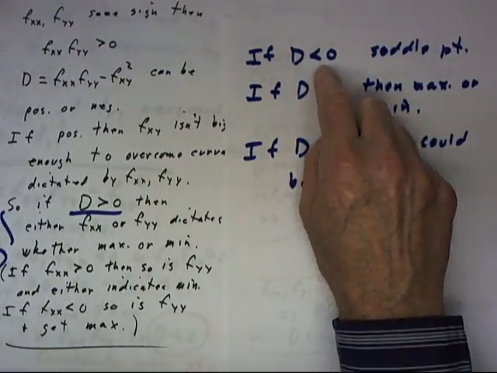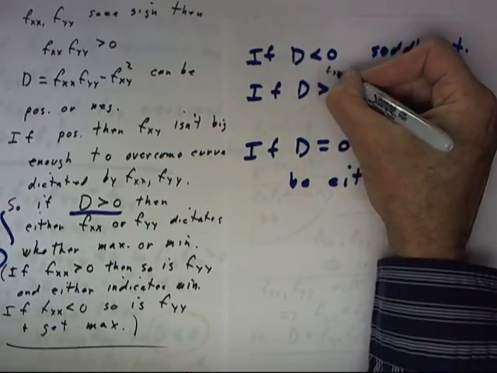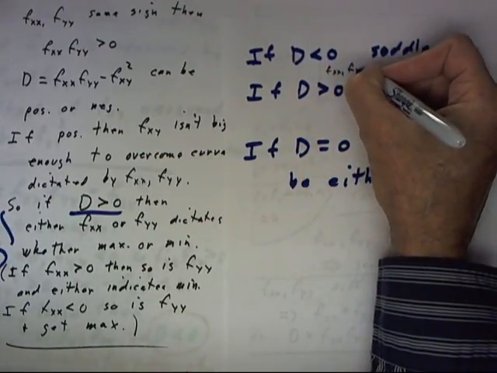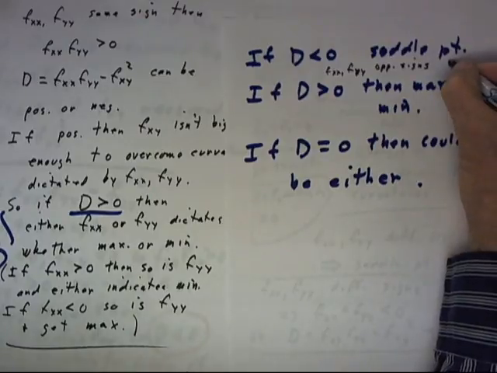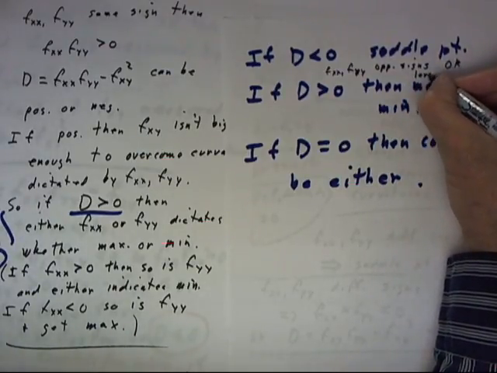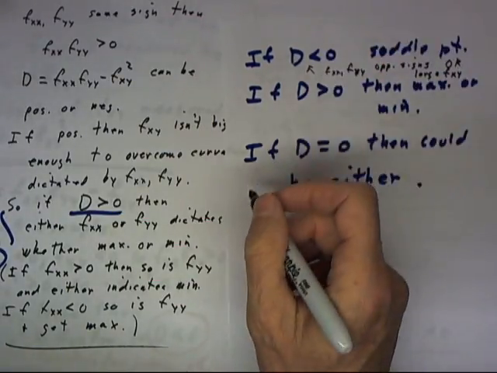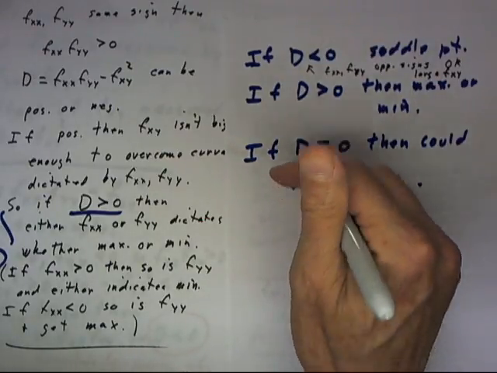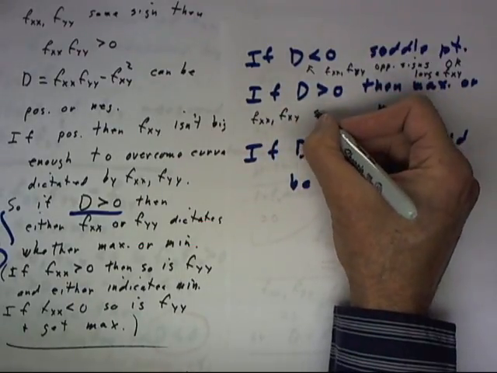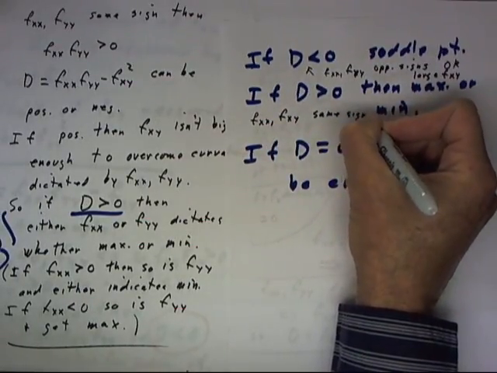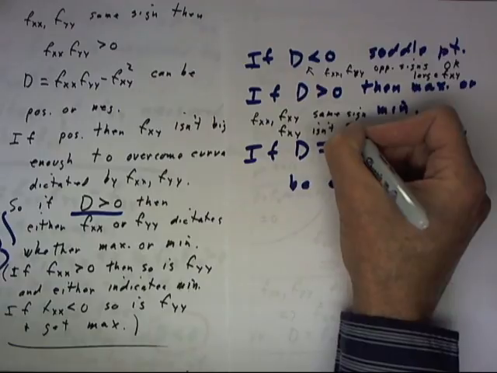Point out that d can be less than 0 due to fxx and fyy having opposite signs, or a large value of fxy. Okay, d greater than 0 means fxx and fyy have the same sign, and fxy isn't too big.